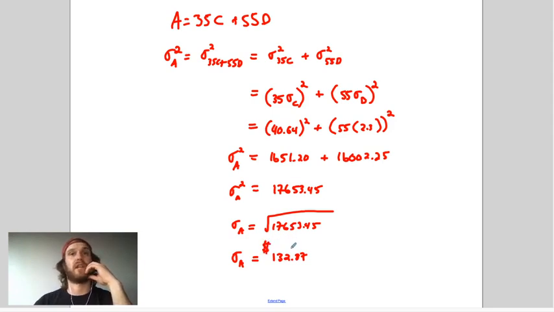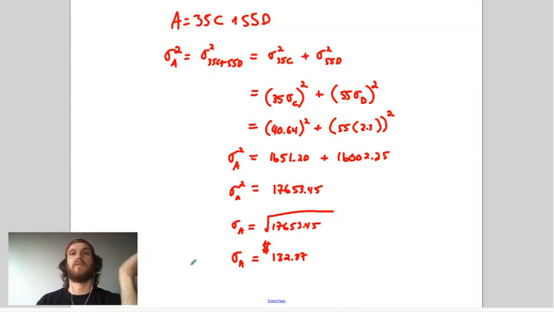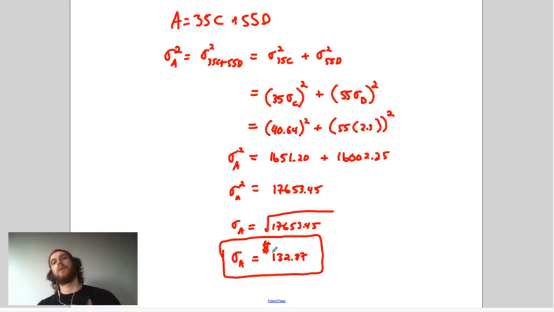Let's see if that number makes sense in the context of the question. We can expect on average, for the average English teacher, to pay around $159.75 each month to take care of their cats and dogs. Well, they could have no cats and they could have no dogs, so varying by 132 is a plausible amount to vary by for this, and you could have more than that, so that's a pretty decent answer. If you typically vary by about 132 from that value, you're not going into the negatives consistently, so this value is plausible. Whew, that was a lot.